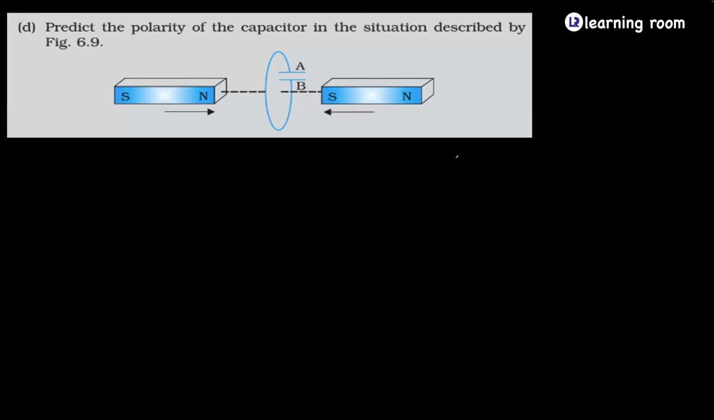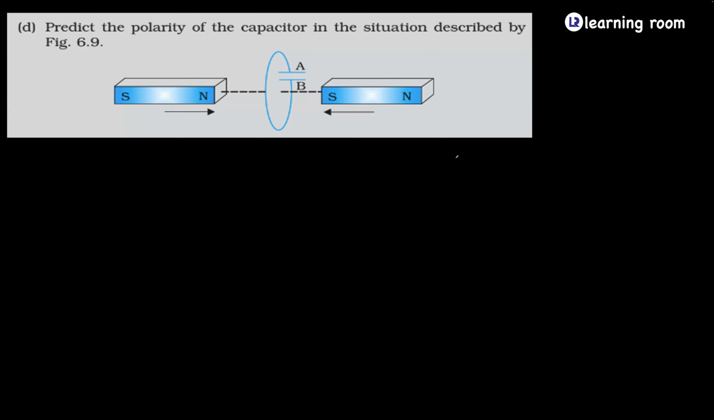Predict the polarity of the capacitor in the situation described in figure 6.9. So what is happening here? There is a capacitor. See, listen to this very carefully. If I have a surface like this, there are two ways in which you can look at it. If you're exactly seeing perpendicular to it, you will only be able to see a line.